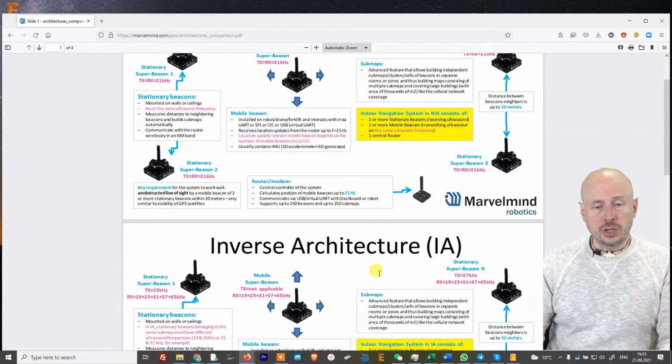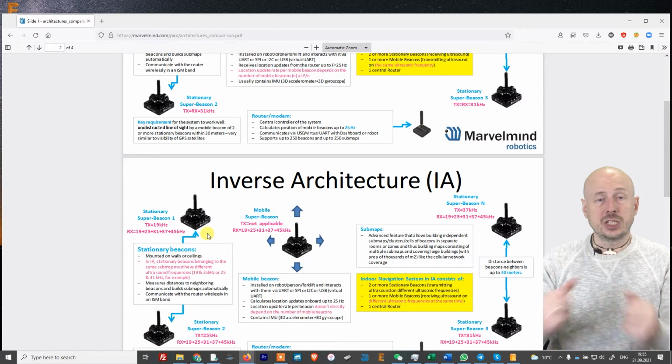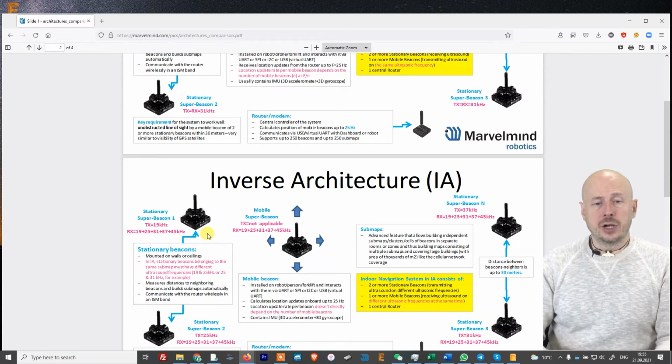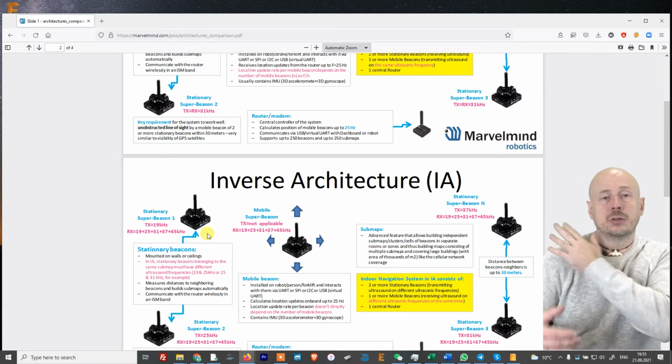In inverse architecture, the stationary beacons are emitting ultrasound, and the mobile beacon is receiving. So by default and by design, the mobile beacons in inverse architecture are absolutely noiseless. This is why inverse architecture is recommended for people trekking, for example, because quite a few people don't want something ticking on the shoulder.